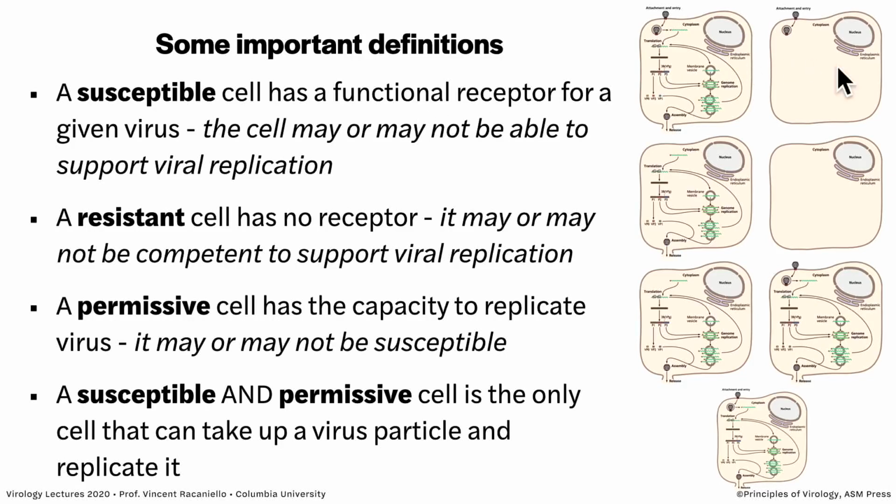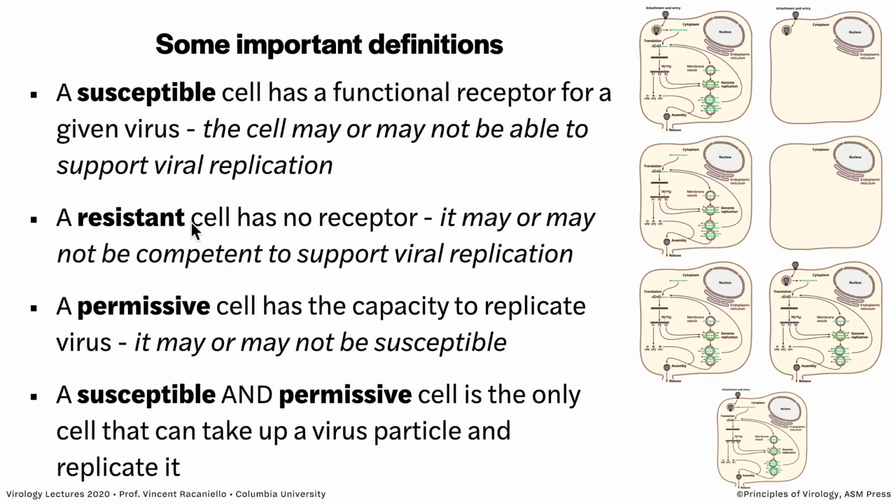And so the two pictures at the top right show you susceptible cells. On the left, the virus is attaching to that cell, and it's also replicating, which is a separate definition. But on the right, here's a cell where the virus attaches and may even get in, but it doesn't reproduce. They're both susceptible because they have receptors, okay?